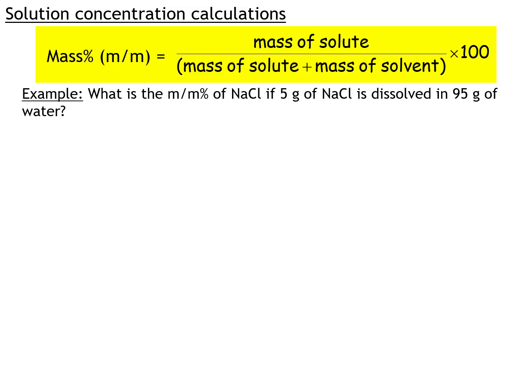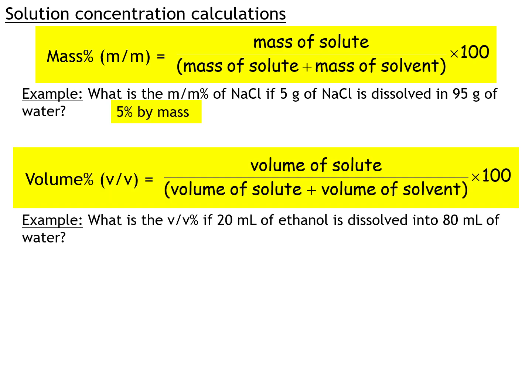So for example, what is the mass percent of sodium chloride if you have 5 grams dissolved in 95 grams of water? I tried to set up the numbers so that it would be easy to work with. So we have 5 grams up top, a total of 100 grams in the denominator, times 100 gives you 5% by mass.